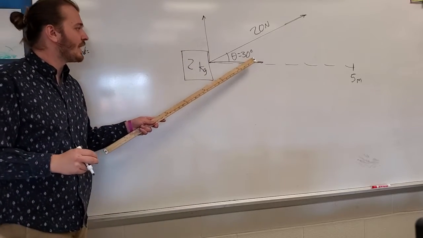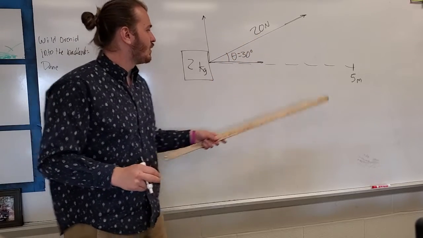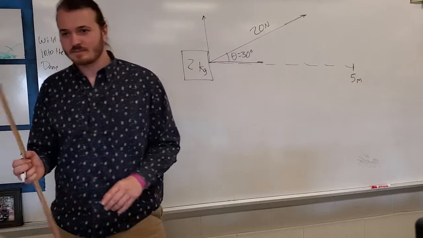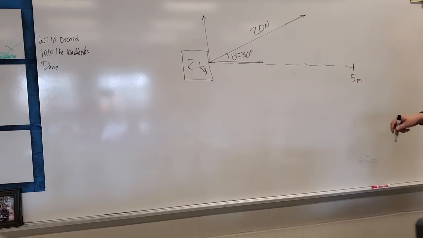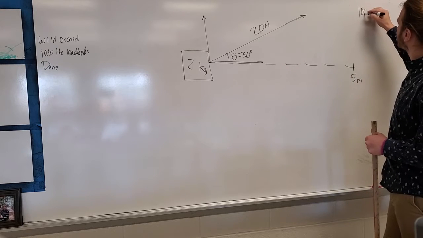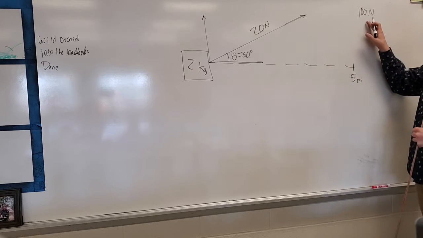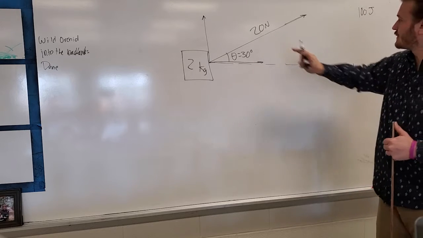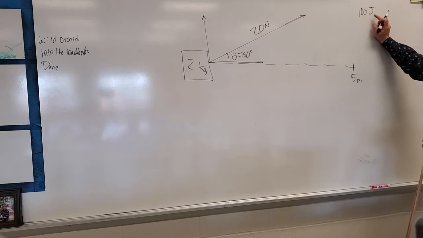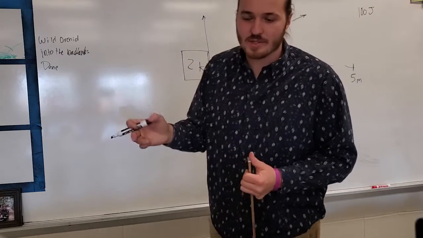So we have an angle of 30 degrees, and you're applying 20 newtons of force over a distance of 5 meters. You, the person pulling it, feel like you've done 20 newtons over 5 meters, so 100 joules of work. But what work did you actually accomplish?